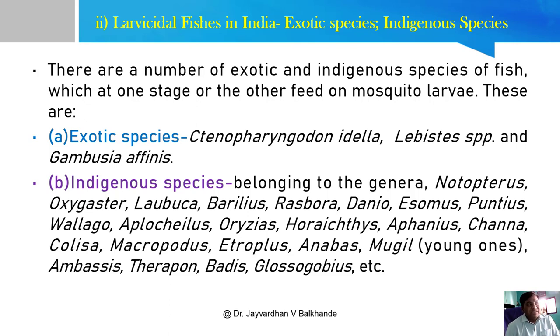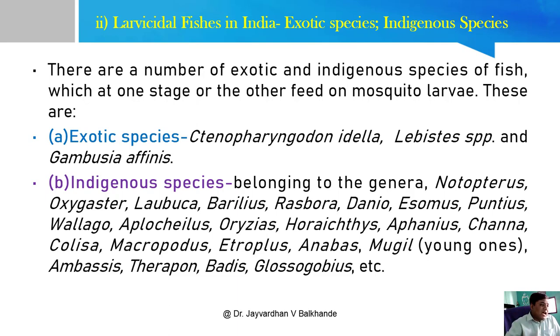These are some three exotic species which are used as larvicidal fish. Whereas in indigenous species, we have a number of indigenous species, including those belonging to the genera Rhodopterus, Oxygaster, Luvaca, Barilius, Rasbora, Danio, Isomus, Puntius, Volacoatu, then Aplochelius, Orgias, Oratius, Aphanius, Channa, we know the Channa species.